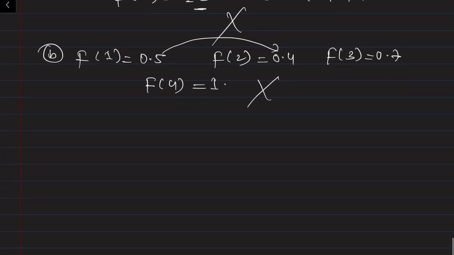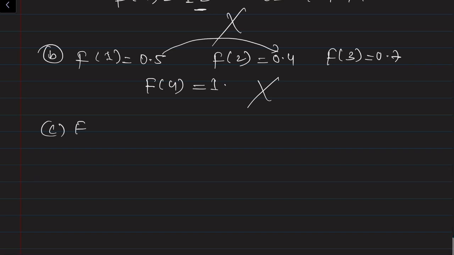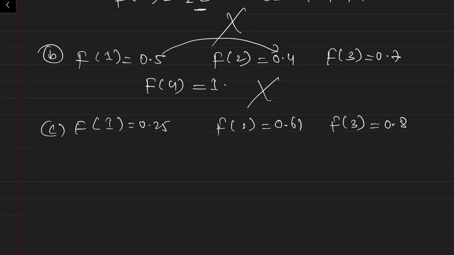Let's look at one more example. Suppose f1 equals 0.25, f2 equals 0.61, f3 equals 0.83, and f4 equals 1. Now all the values of the function are positive. It is an increasing function, and the value is 1 at x equals 4. So this is a valid CDF. This is how you can check a CDF.